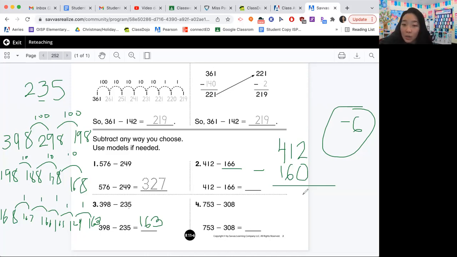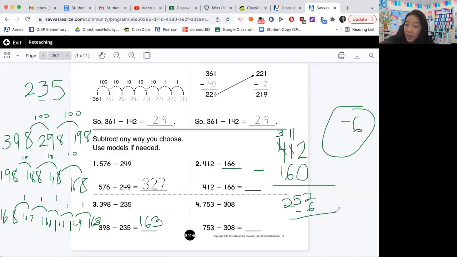So 2 minus 0 equals 2. 1 minus 6, you can't do that because more on the floor, go next door and get 10 more. So 1 becomes an 11. 11 minus 6 equals 5. 3 minus 1 equals 2. Now, this is not our final answer because what do we still have to do? We still have to subtract 6.